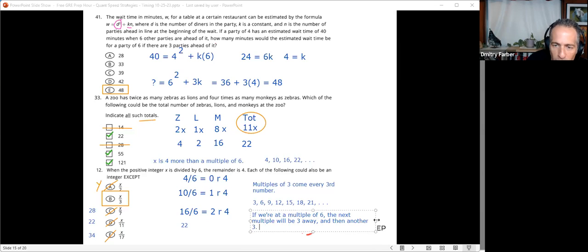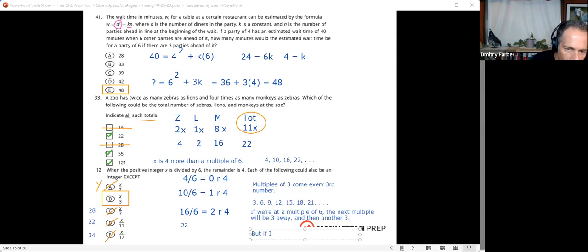But if I'm 4 away, I'm between multiples of 3. All right. And that's different from any of the other numbers, because 6 isn't a multiple of 7 or 11 or 17, right? 6 is a multiple of 2 automatically, and so is 4. So all of these numbers are even, because if you take a multiple of 6, that's even, and you add 4 to it, it's still even. So every number you find will work for A.